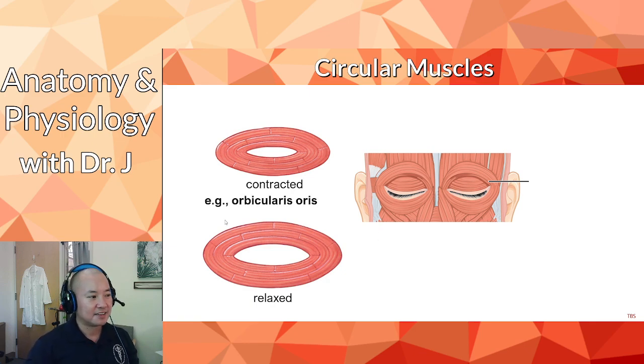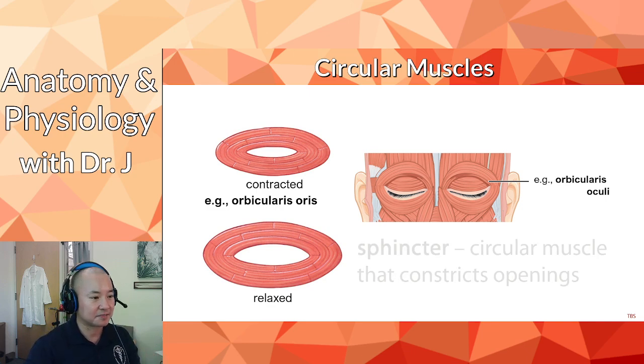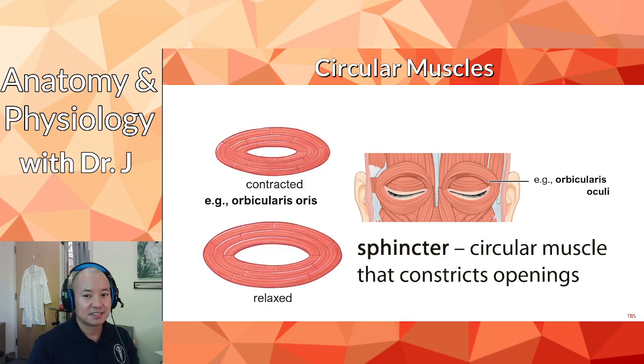Classic examples are your orbicularis oris. This is a circular muscle that surrounds your mouth right here. And also your orbicularis oculi. So you have circular muscles around each of your eyes over here. And there are also muscles called sphincters. Now, the orbicularis oculi is an example of a sphincter. It's a circular muscle, and this is one way your body can open up a passage, or close it. So if you want to close your eyes, you contract your orbicularis oculi, but if you want to open up a passage, you relax it. You also have a lot of sphincters inside your digestive tract, but more on that next semester.